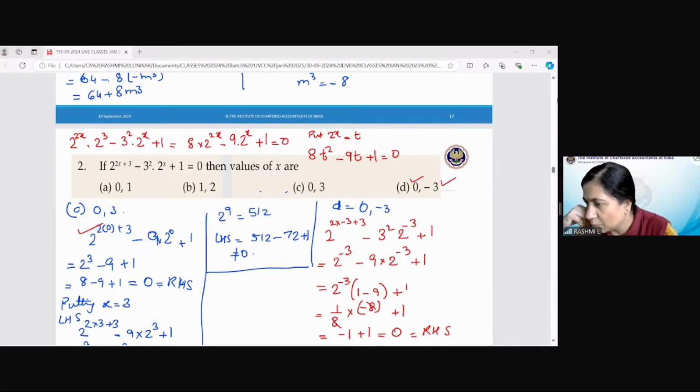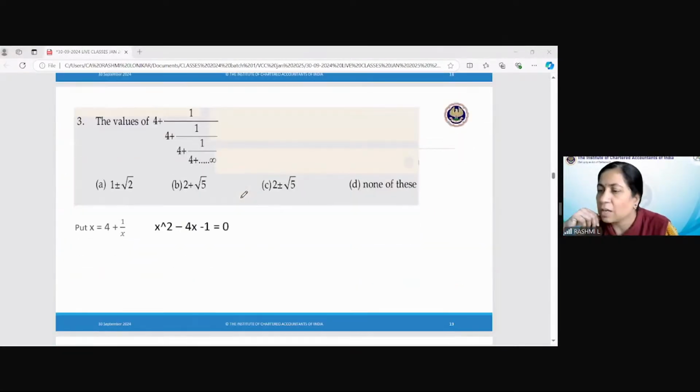Yes, very good, Bhumika, Ria. This type of questions. Okay. Here the method is there. Okay, so you have to follow the method.